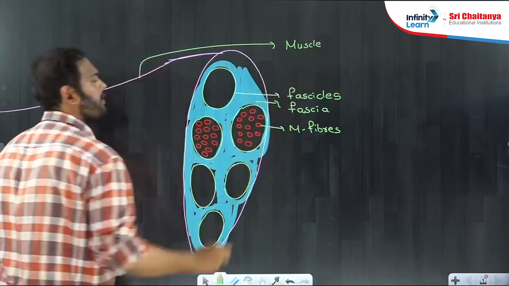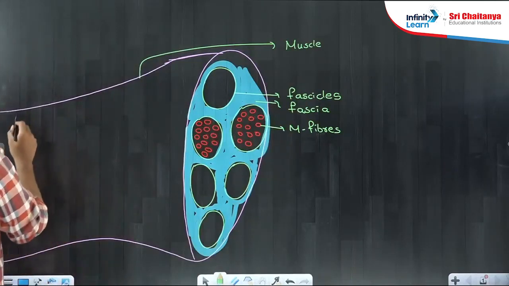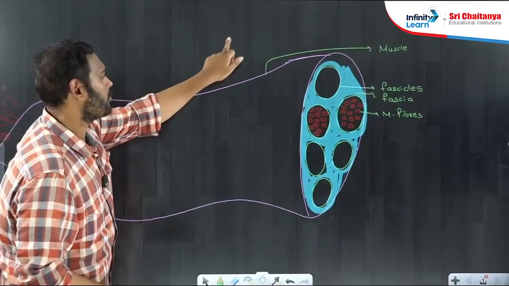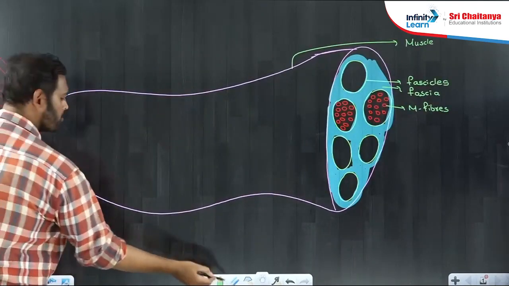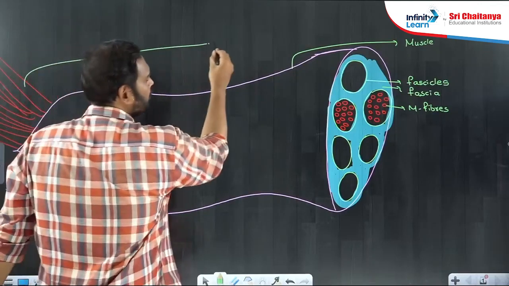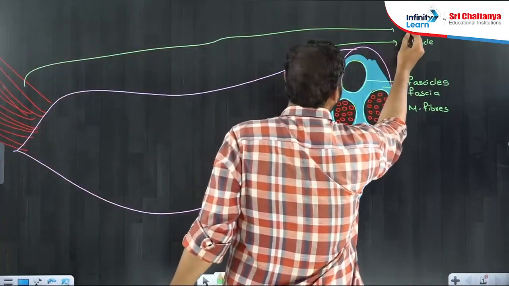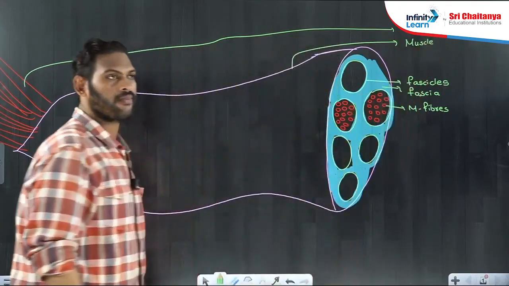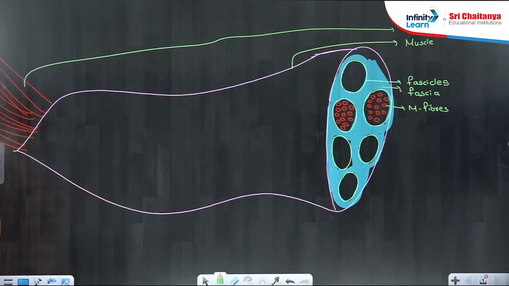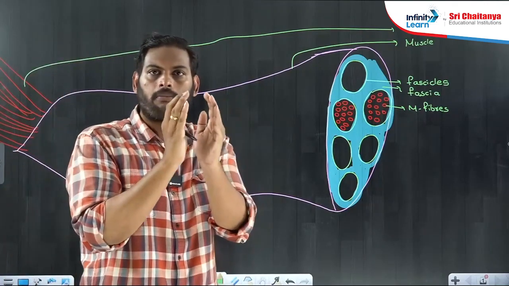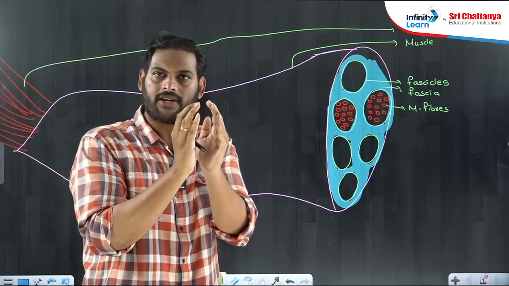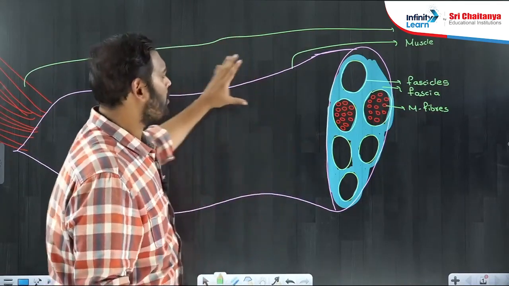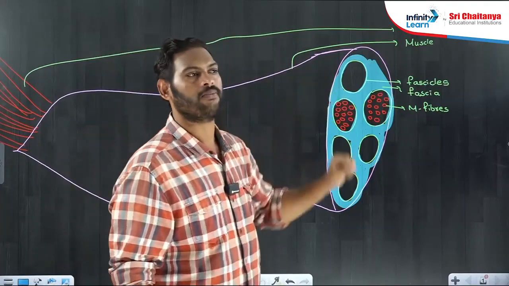Muscle is attached to the bone with the help of which tissue? Tendon. That was a tendon. Done. So muscle has muscle bundles, fascicles. A fascicle consists of muscle fibers. Level 1, level 2, level 3.